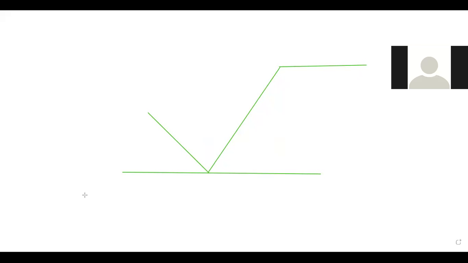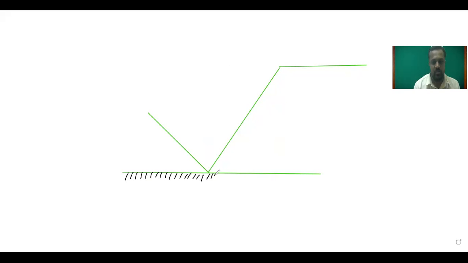Now see, this is our surface. This is the surface, and that surface we have to check. Now here again we have to close both the lines, so I will take another line here. See, this is the main symbol for the surface roughness.